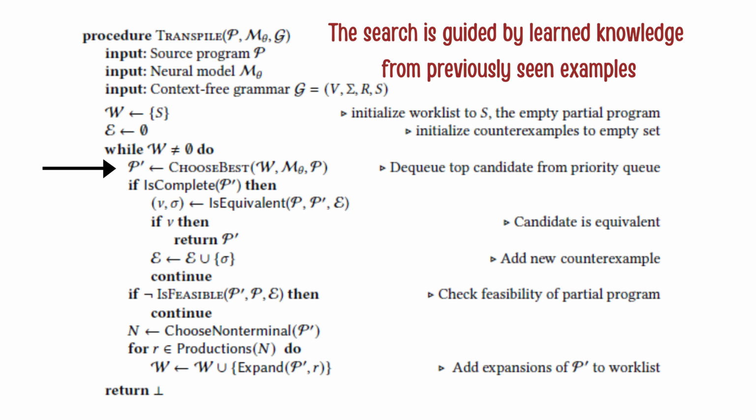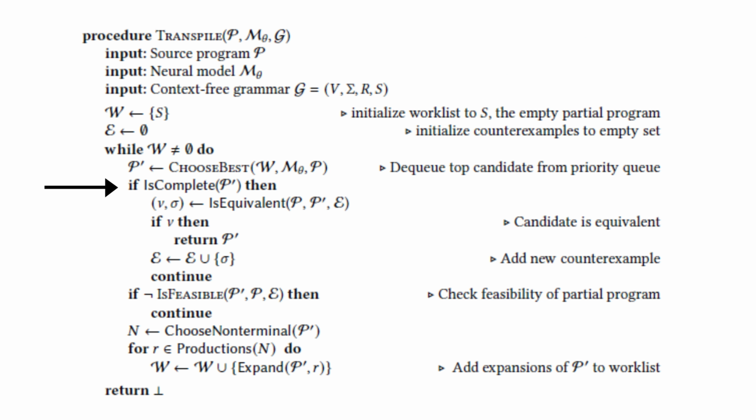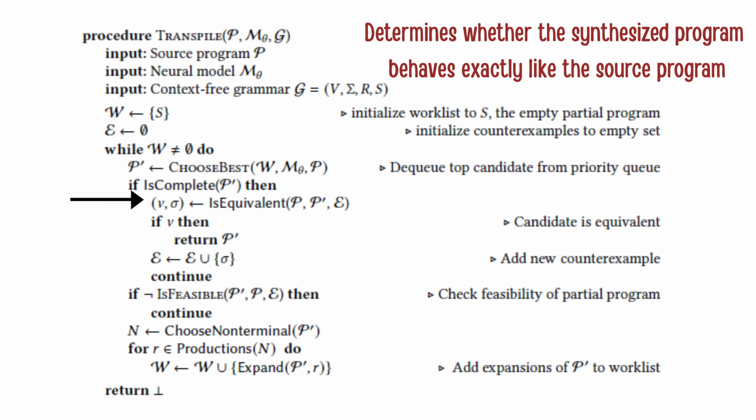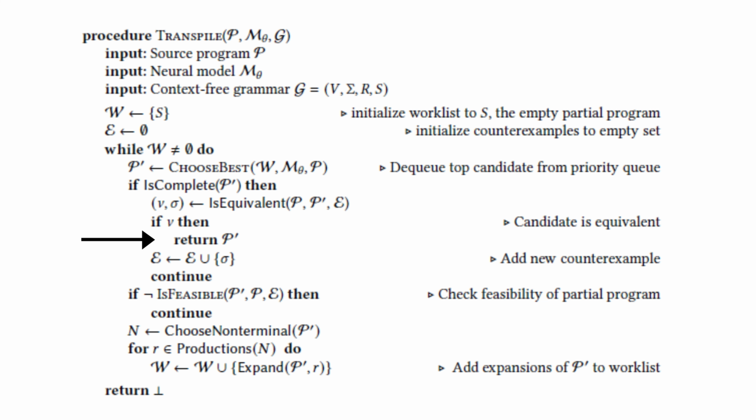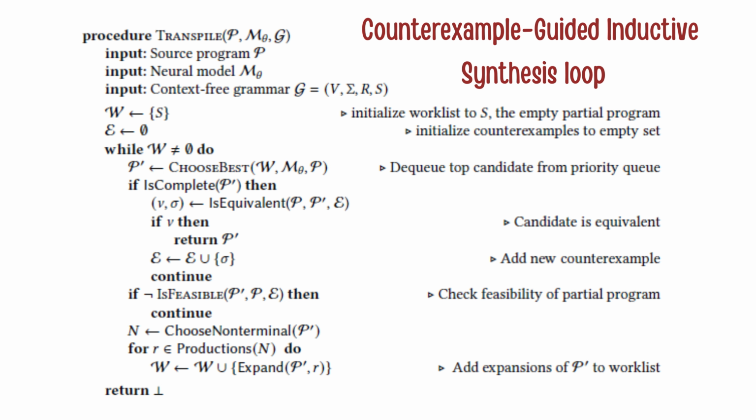After selecting a candidate, the algorithm checks whether it is already complete. If there are no remaining holes, the candidate is passed to an equivalence checker. The equivalence checker determines whether the synthesized program behaves exactly like the source program. If the answer is yes, the algorithm immediately returns the synthesized program. Otherwise, the equivalence checker also provides a counterexample, an input where the two programs produce different outputs. That counterexample is added to the counterexample set, and the search continues. This is the classic CEGIS loop. Every incorrect candidate teaches the synthesizer something new about what the correct program must do.